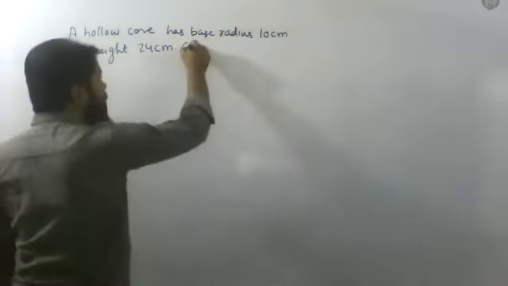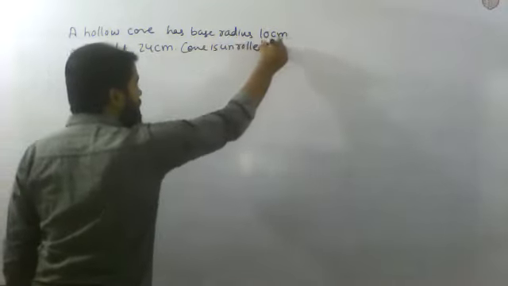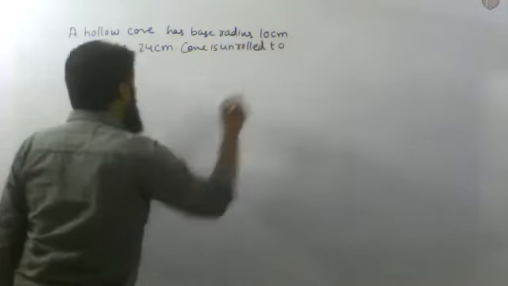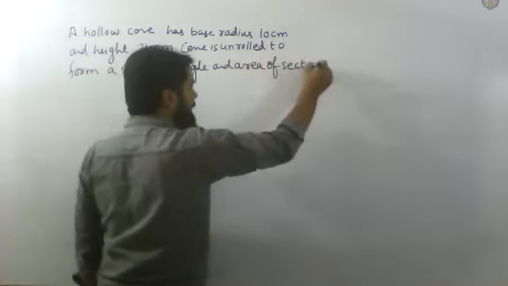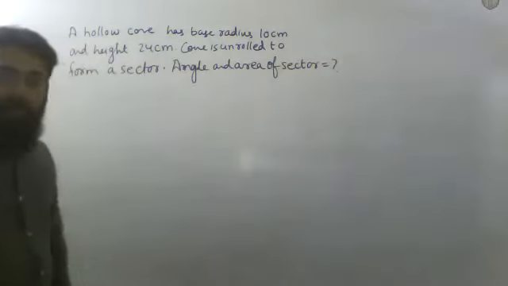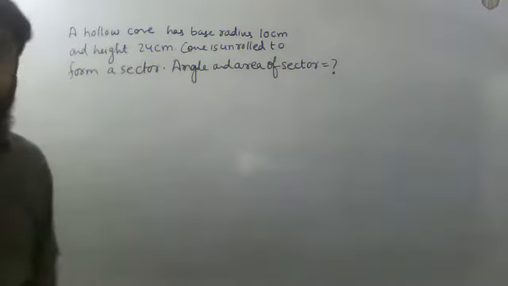Okay. Cone is unrolled to form a sector. I have to find the angle and area of the sector over here, right? So, how will I start working?